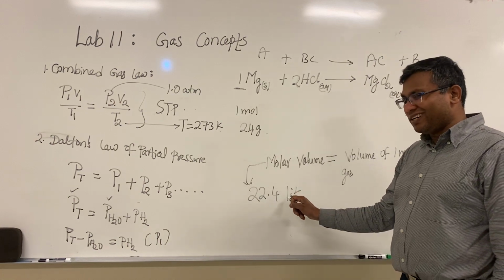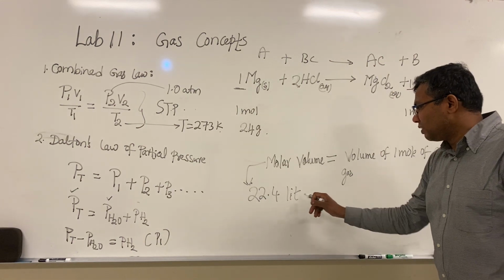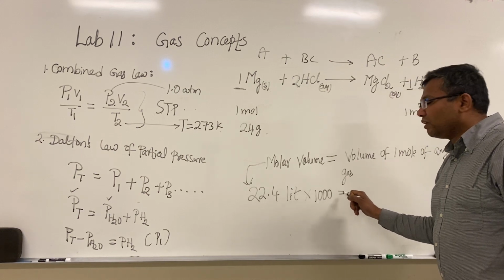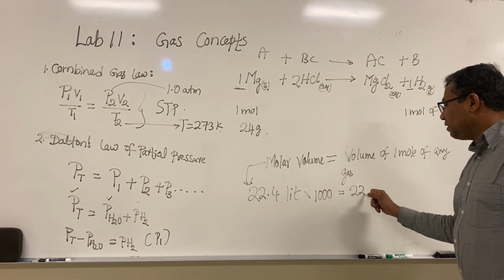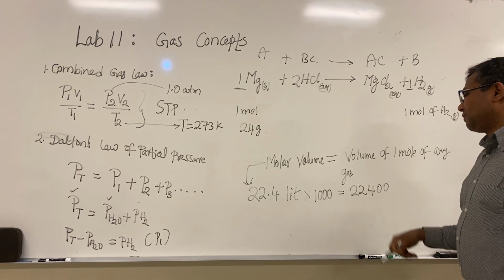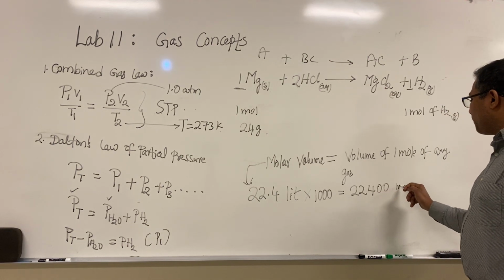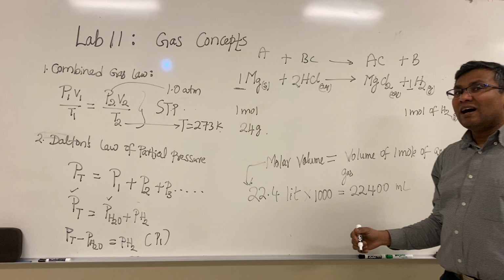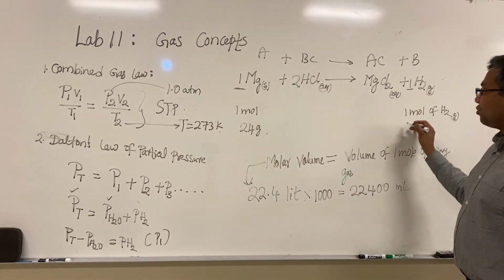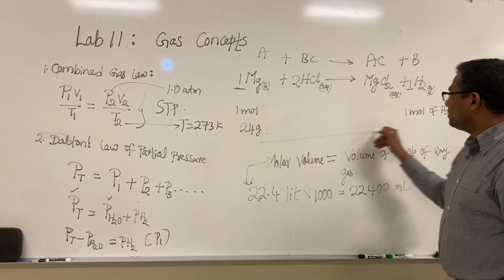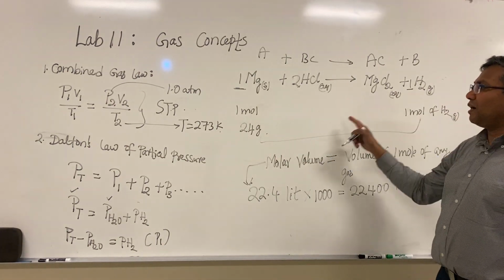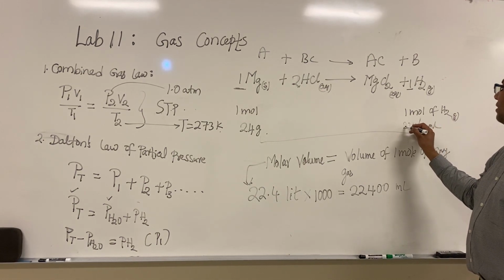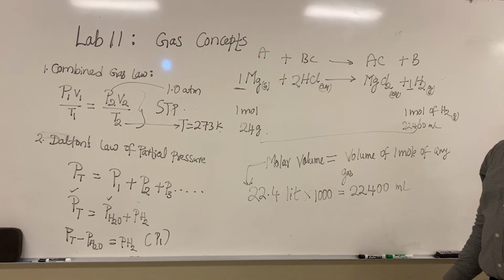If I want to convert this into milliliters, you multiply 22.4 times 1000, and you will get 22,400 mL. So if I take 24 grams of magnesium, how many milliliters of hydrogen gas will I get according to this equation? Because the mole to mole ratio is 1 to 1, 22,400 mL of hydrogen gas comes out.